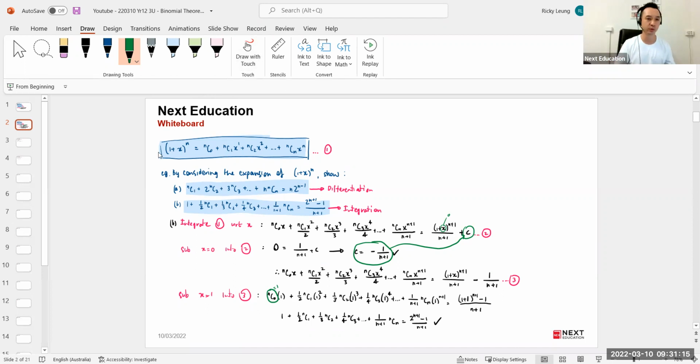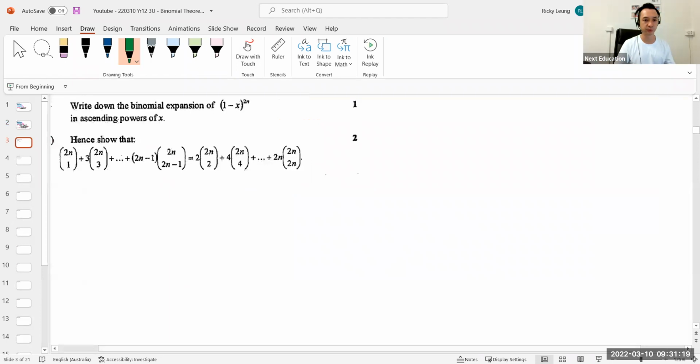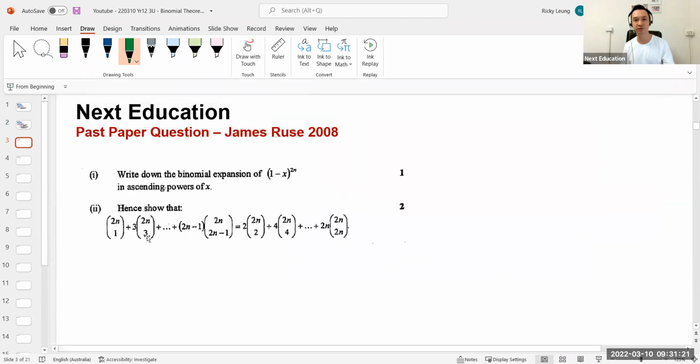Let's explore 2 questions, right? So this was from Ruse, back in 2008. Now, when you look at this question, it's not obvious off the bat that it's differentiation, because the first one here basically just says, can you please write down the expansion of that?